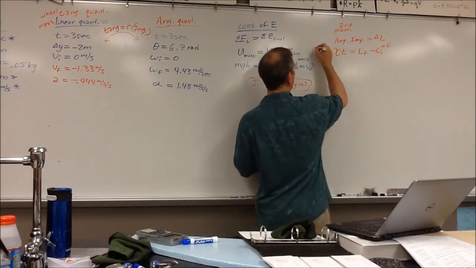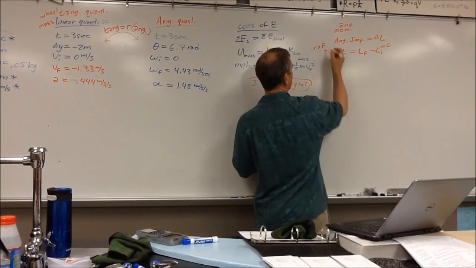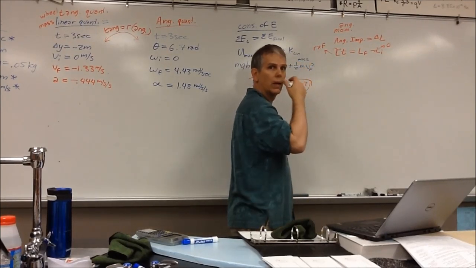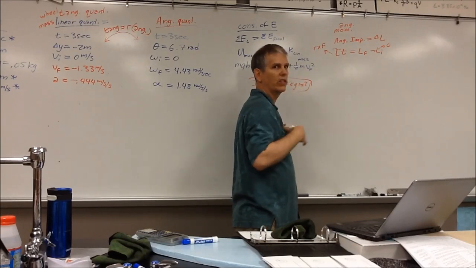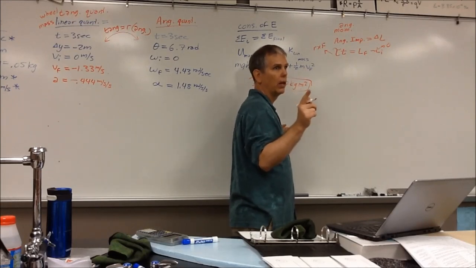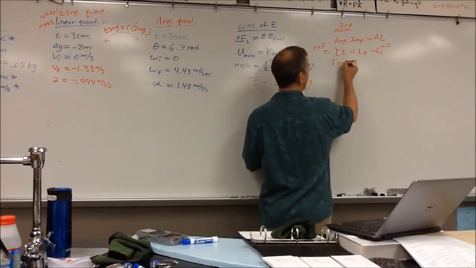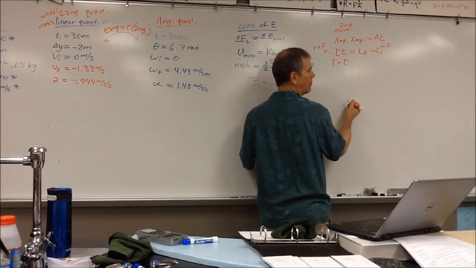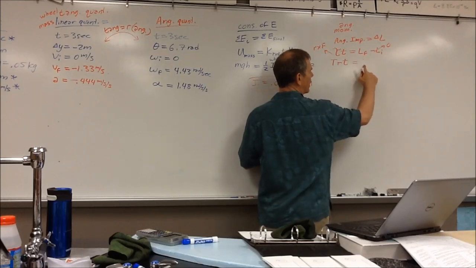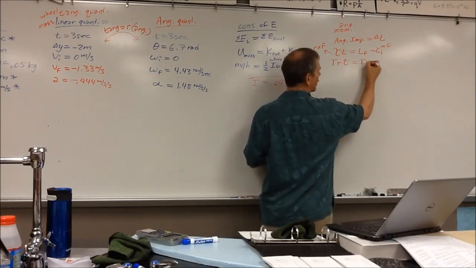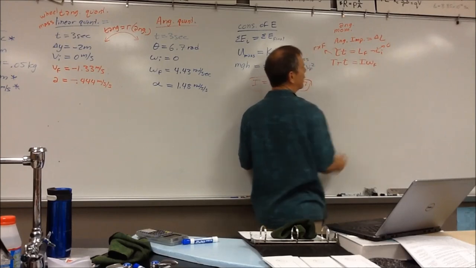Remember, torque is R cross F, which in our case will be the what is the force acting on this wheel? The weight, the mass. No, what's attached to the wheel? Mass. Oh. The tension times the radius times time equals, what does that break into? I omega final.